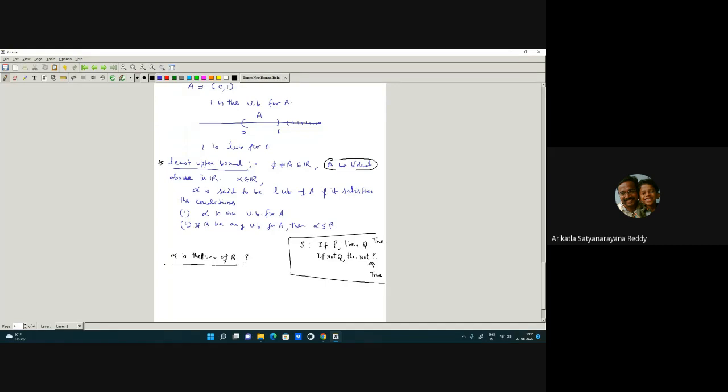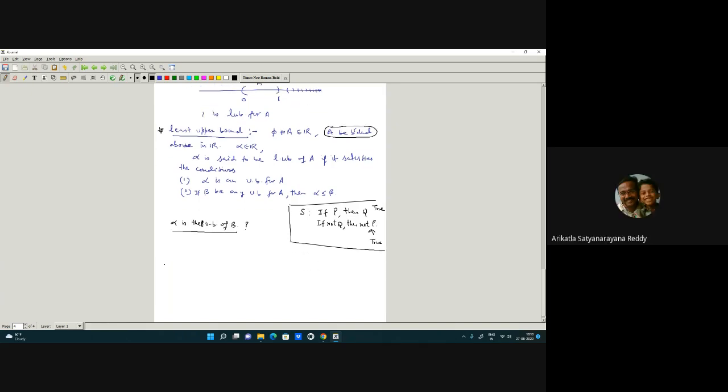Ashish? Yes, sir. So in order to prove alpha is the least upper bound of a set B, what are the questions you need to ask to prove this statement? What are the things we need to check in order to show alpha is the least upper bound of B?